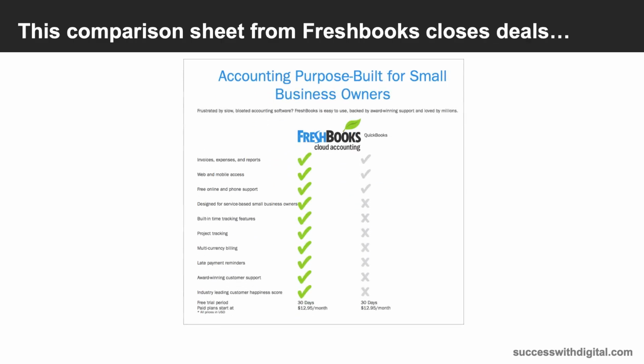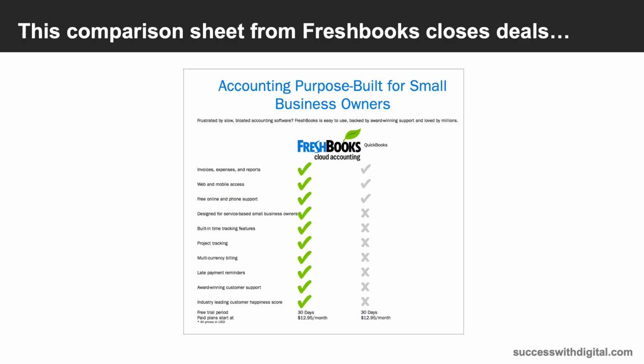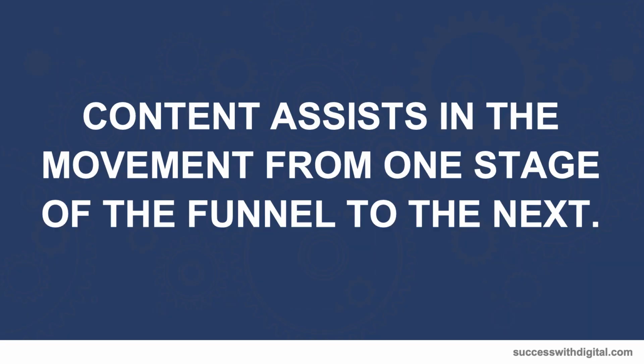And then there's FreshBooks, showing a comparison sheet of what's included at this price point after the free trial period. It shows all of the things that you get with FreshBooks and all the things that you don't get with QuickBooks. This can be a really good piece of content to have at the bottom of the funnel. If someone's deciding between FreshBooks or QuickBooks and they see that they get all of these things with FreshBooks that they don't with QuickBooks, then it could be a deciding factor for them to use that platform. So content is really about assisting in the movement from one stage of the funnel to the next.